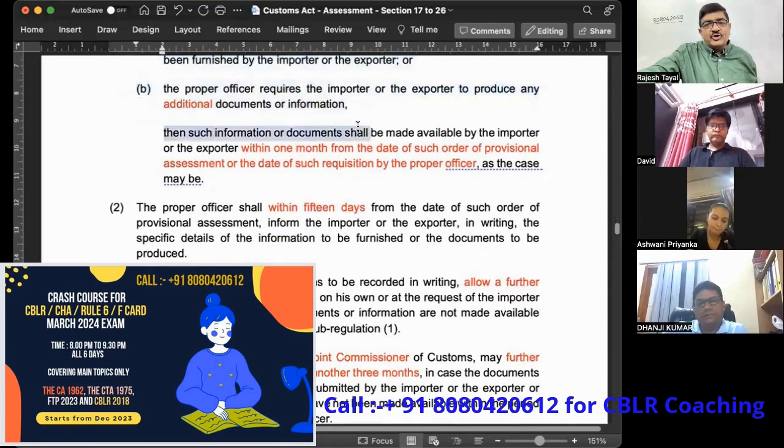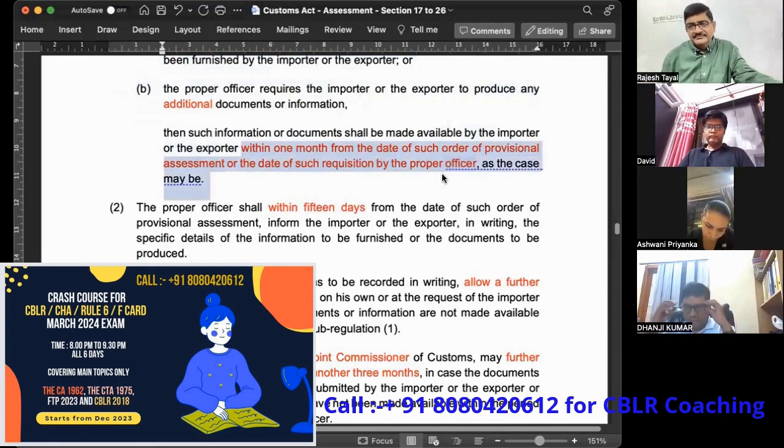Then such information documents shall be made available by the importer exporter. Whose responsibility? Importer exporter. Within 1 month from the date of such order, the provisional assessment or the date of the requisition by the proper officer, as the case may be. So 1 month has been given. 1 month for what? 1 month since the date of the provisional assessment or the requisition of the document by the officer. Right. So requisition certainly comes after the date of the provisional assessment.